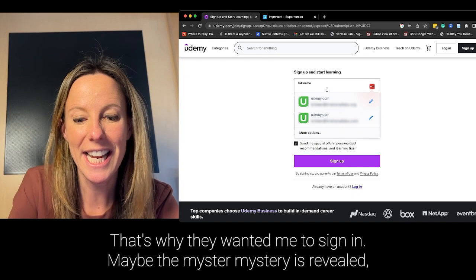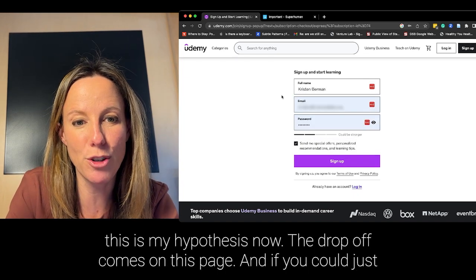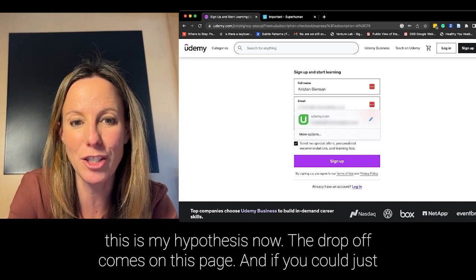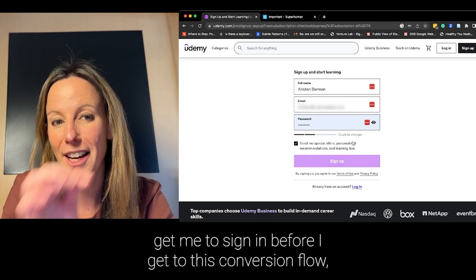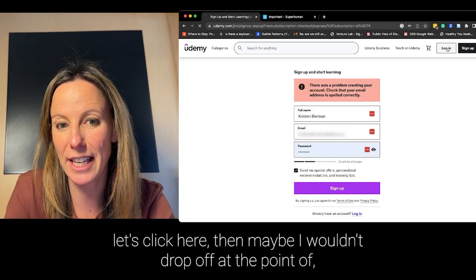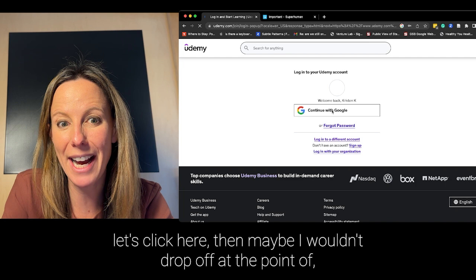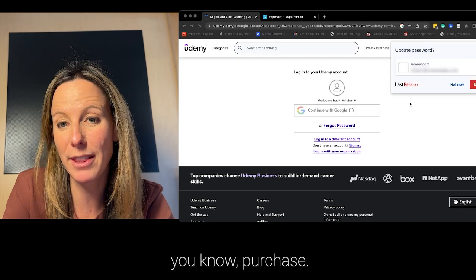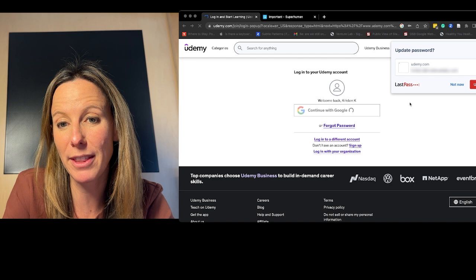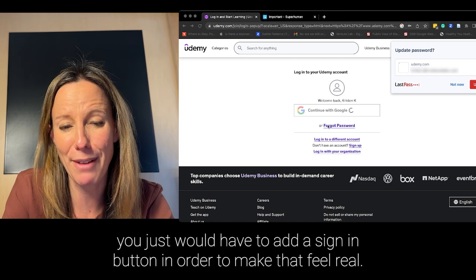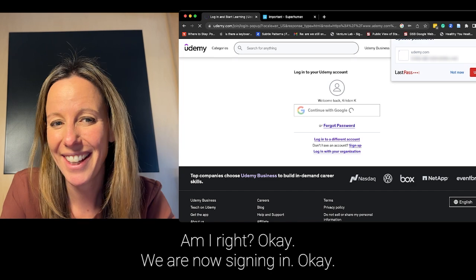Maybe the mystery is revealed. This is my hypothesis now: the drop off comes on this page, and if you could just get me to sign in before I get to this conversion flow, let's click here, then maybe I wouldn't drop off at the point of purchase. So I'm sold that maybe signing in could drive more conversion at the cart. But again, you just would have to add a sign in button in order to make that feel real. Am I right? Okay, we are now signing in.